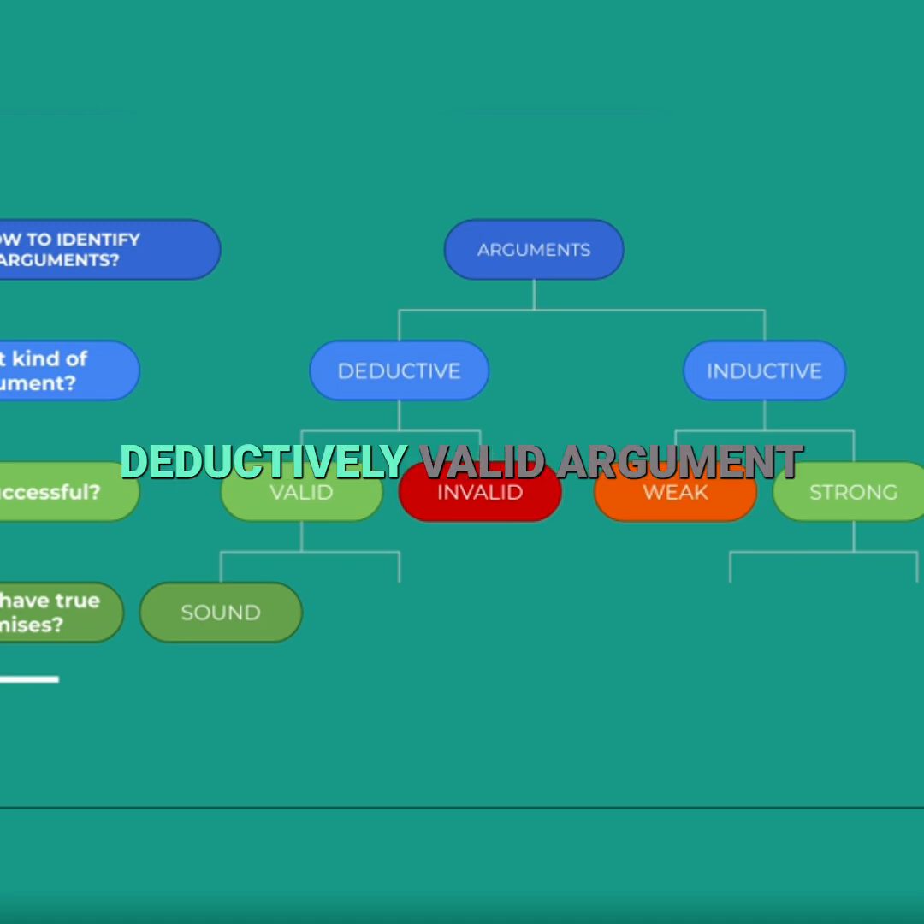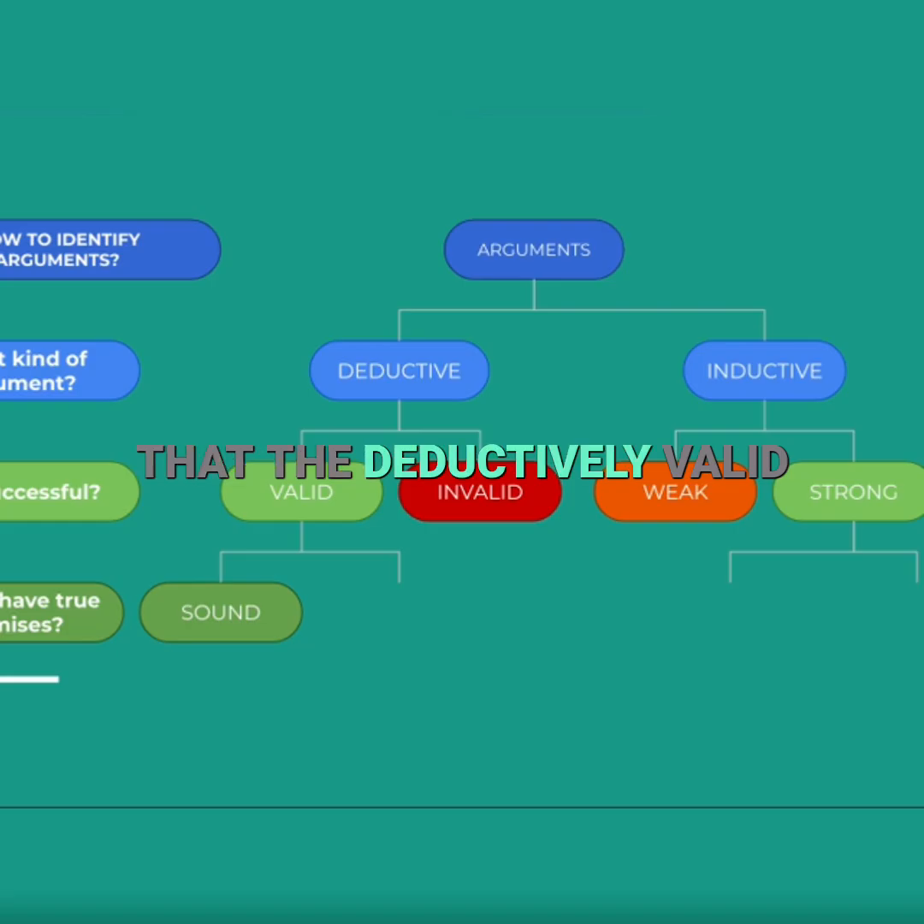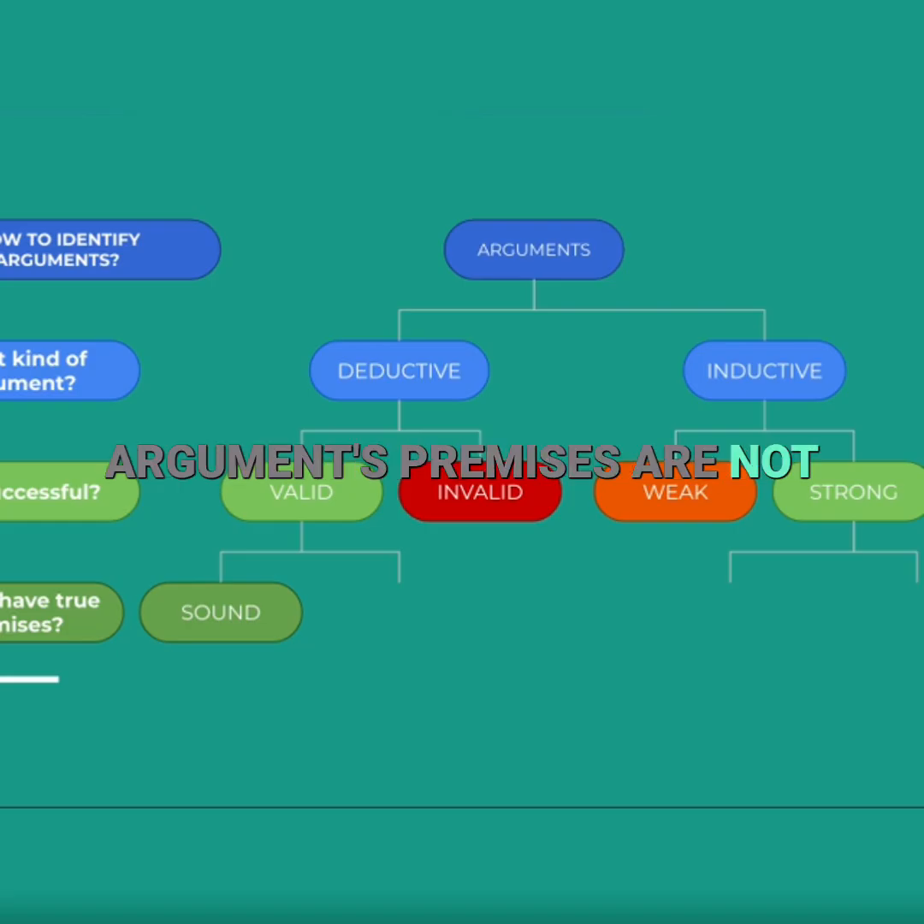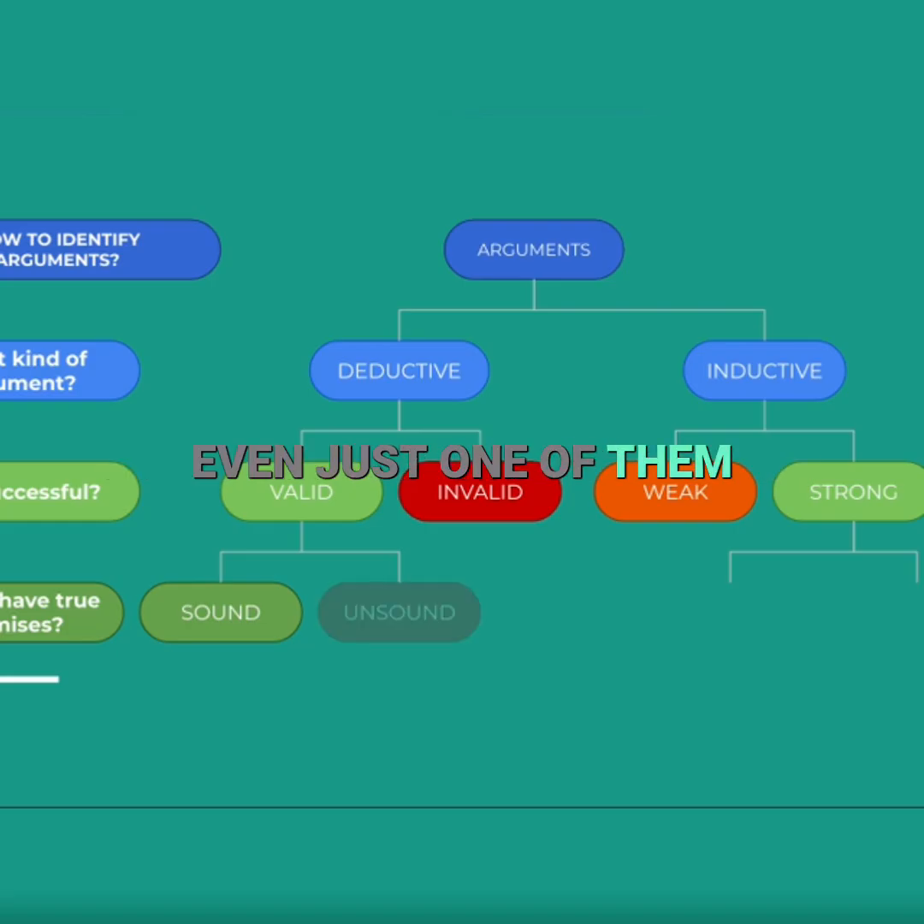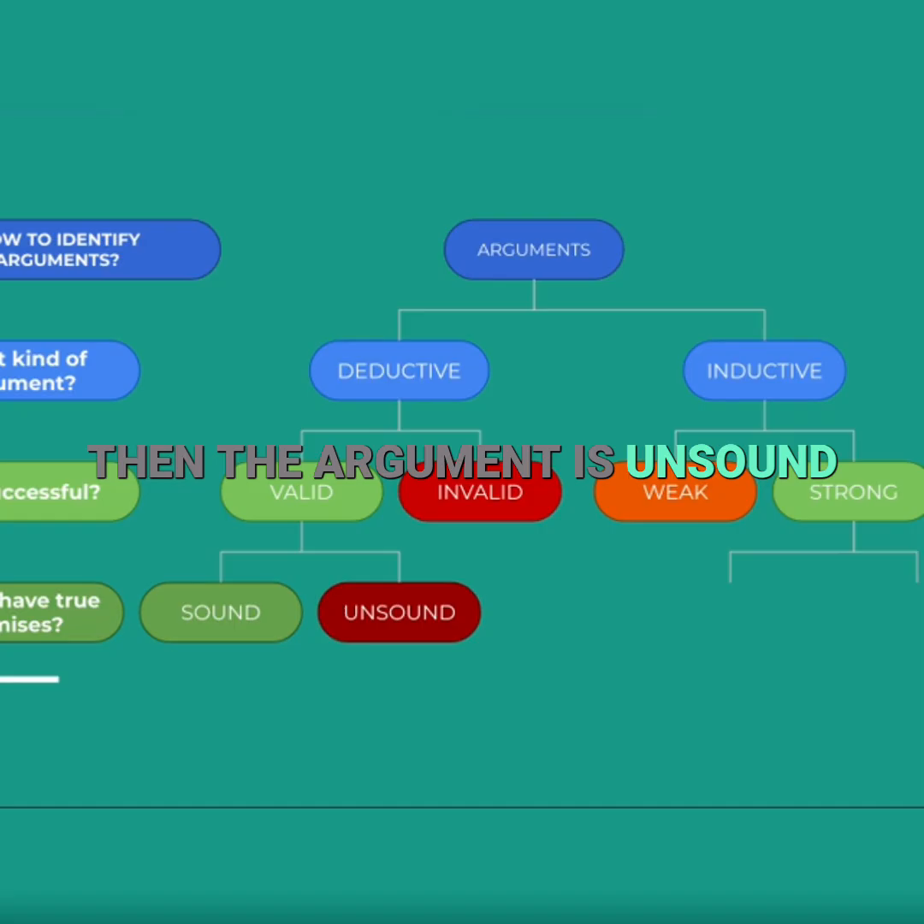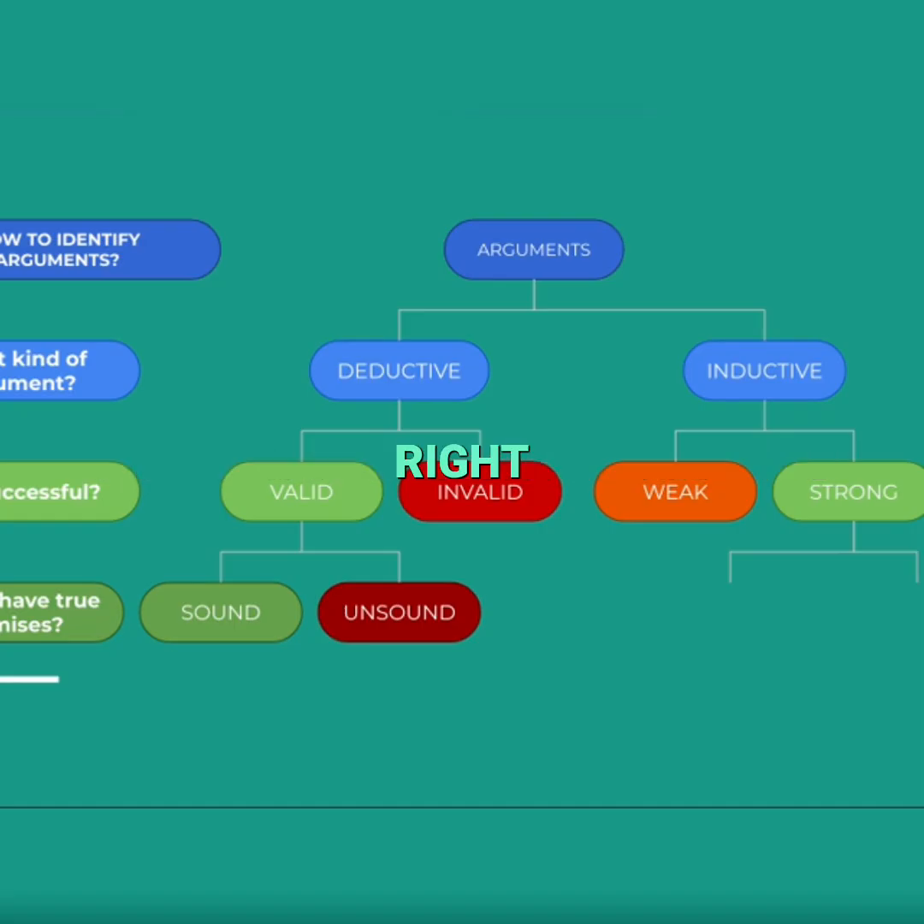If we have a deductively valid argument with true premises, again, that's sound. If it turns out that the deductively valid argument's premises are not true, even just one of them, then the argument is unsound. Similarly with induction, right? If you have a strong inductive argument, if it has true premises, it is cogent, and if at least one of its premises is false, it is uncogent.